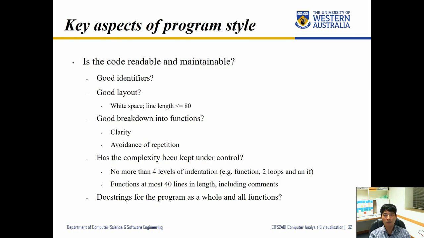Key aspects of program style: does it have good identifiers? Does it have a good layout? A good breakdown into functions? Is complexity under control? Does it have descriptions? In Python, these are called doc strings. All those things will assess whether your program is of good style or not. And all those styles will also be checked for some of the labs that you'll be doing associated with Python. So do keep these in mind.